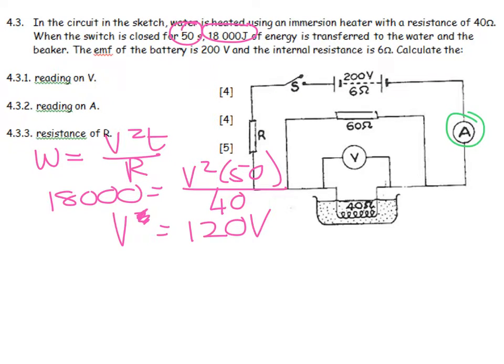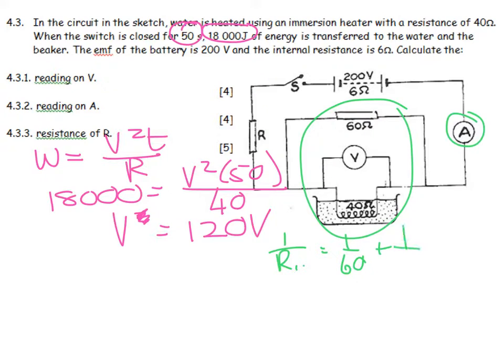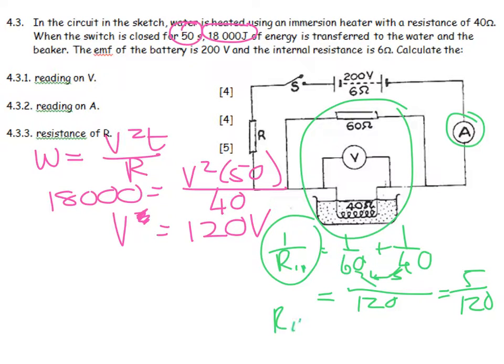The ammeter is on the main branch of the circuit. I have got a parallel network over here. 1 over R parallel is equal to 1 over 60 plus 1 over 40. The lowest common denominator is 120, and I land up with 2 plus 3, which is equal to 5 over 120. Invert it because it was 1 over, and that is equal to 24 ohms. In other words, 120 divided by 5. So I've reduced that to a 24 ohm resistor.